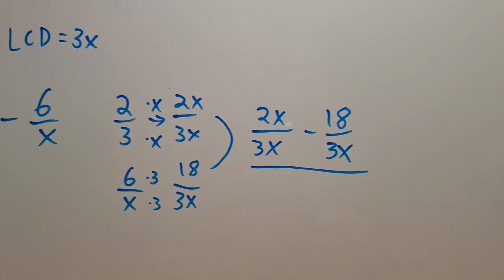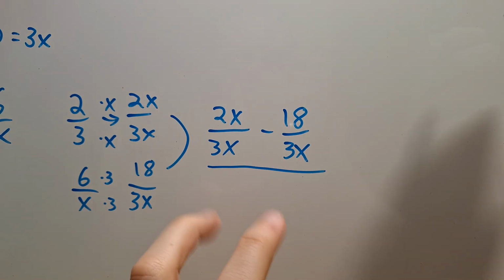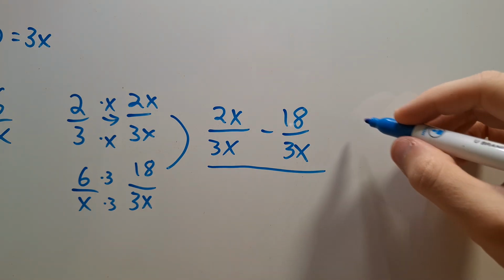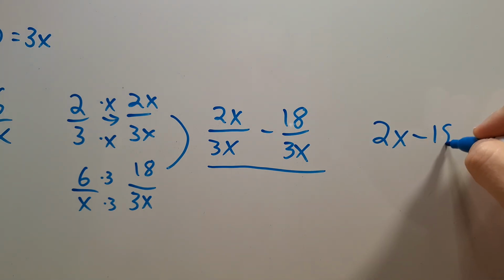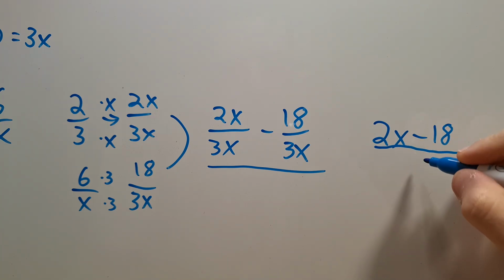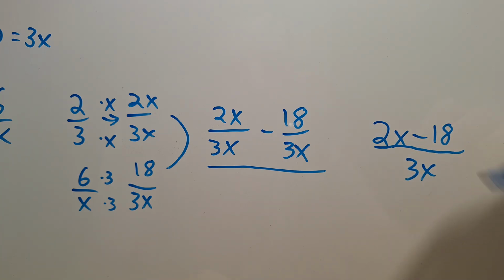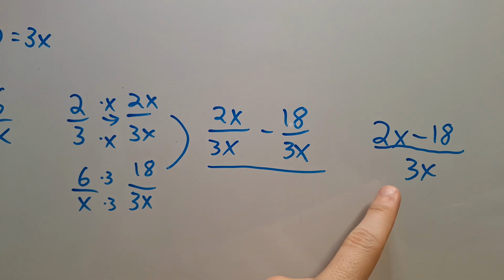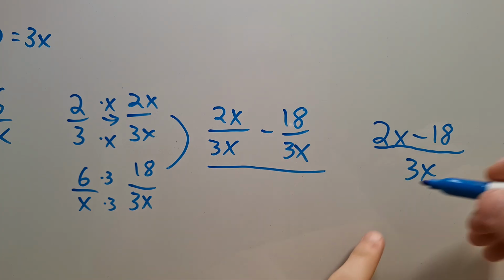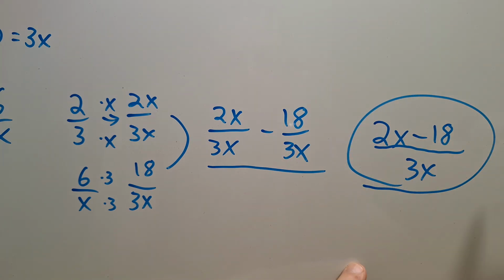Another way to write it, to look a little cleaner, would be to write it with one single denominator. So what I mean by that is this. Just take your numerators and pair them together. 2x minus 18 over 3x, like so. This is the final answer, or this one. Preferably, most times, this is the way I will write my answers.